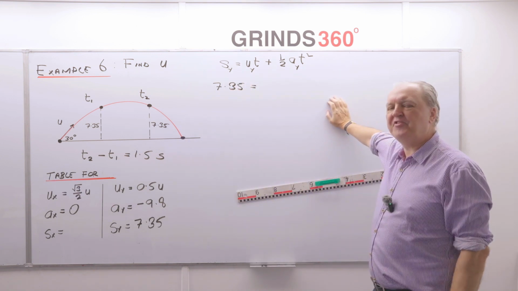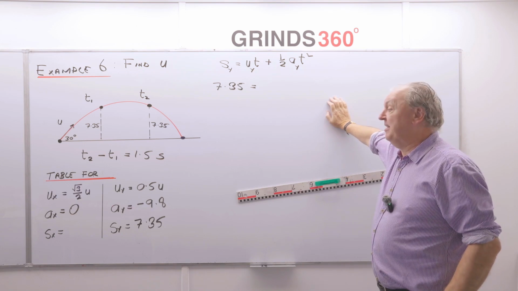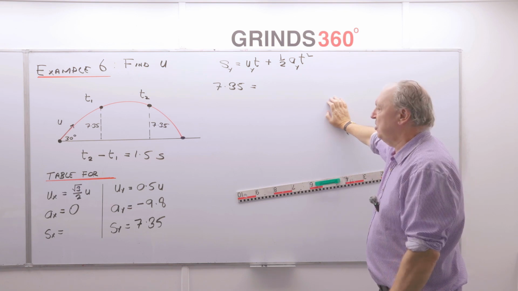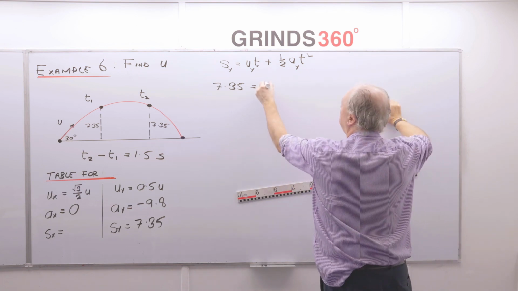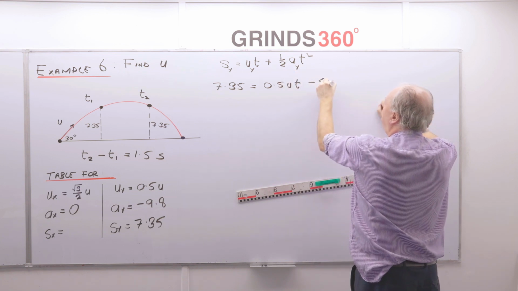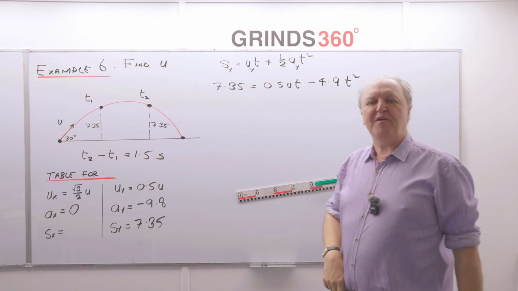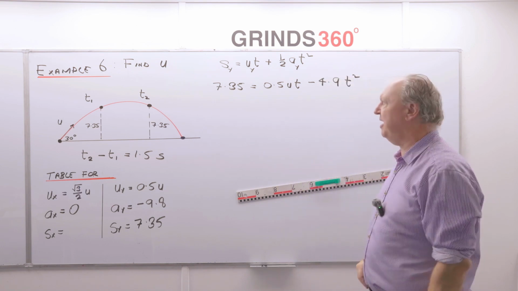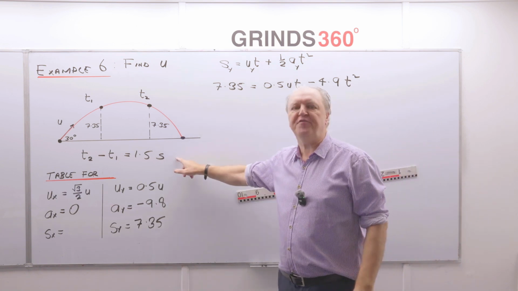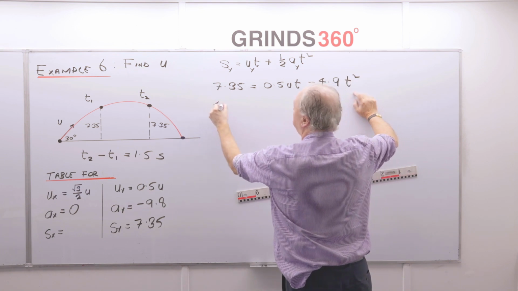You're going to get a quadratic in t. You're going to get two different times because you can see there's two different times that the missile is at a height of 7.35 meters above the ground. Uy is 0.5u by t. A half ay is minus 4.9 t squared. Right, I'm going to solve that for t using my quadratic formula. There will be u in my answer, and then I'm going to have to use this extra information here to find u. So bring everything to the left-hand side.